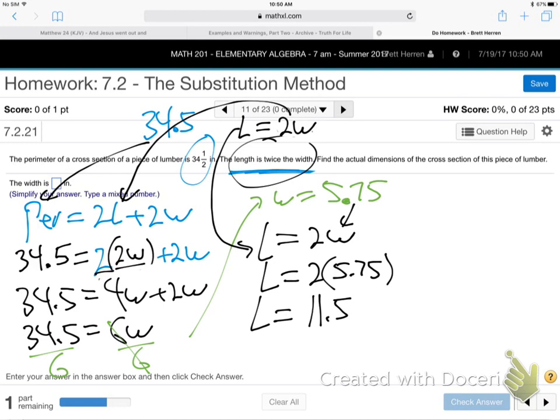Yeah. Length is 11.5. Now, they want us to give both of these, if you notice, as mixed numbers. They're saying, give me mixed number answers. Do you know what 11.5 is as a mixed number? 0.5 is a half. Just change it back at the end. That's what I do. And 5.75, what is the mixed number there?